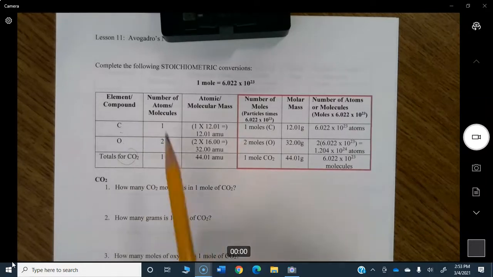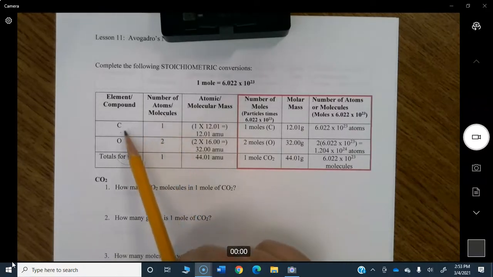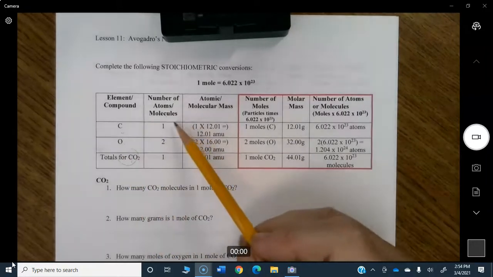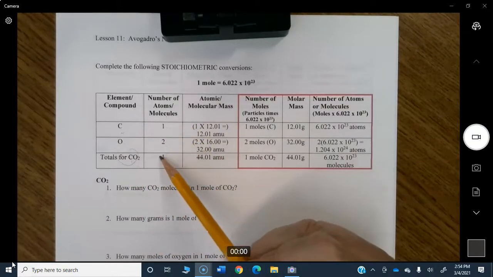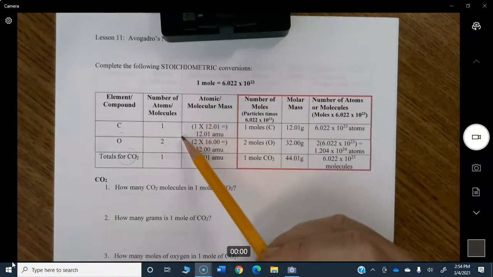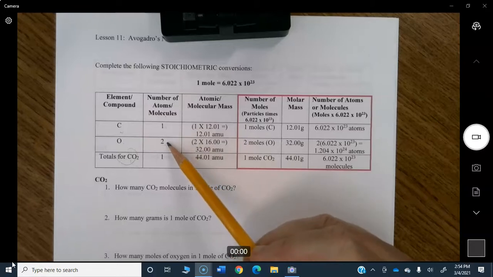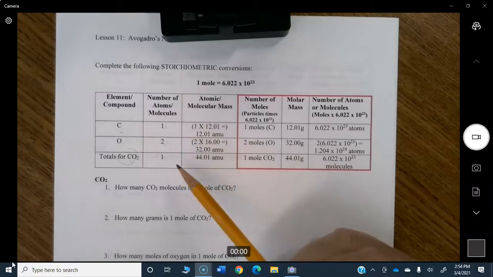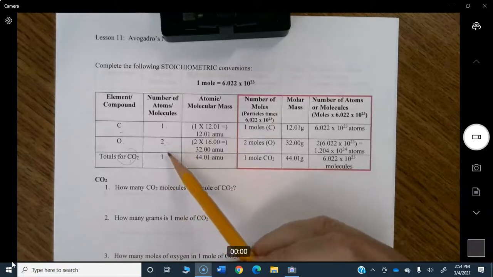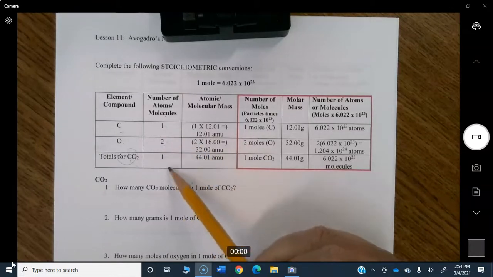So the second column is the number of atoms or molecules. You need 1 carbon in carbon dioxide. There it is, 1C. You need 2 oxygen in carbon dioxide. So there that is O2. When you put those two together, you get one carbon dioxide molecule. Don't add these numbers. It's like when you make a bicycle, you need one seat and two wheels to make one bicycle, not to make three bicycles. So that's the number of carbon dioxide molecules when you put all this together.